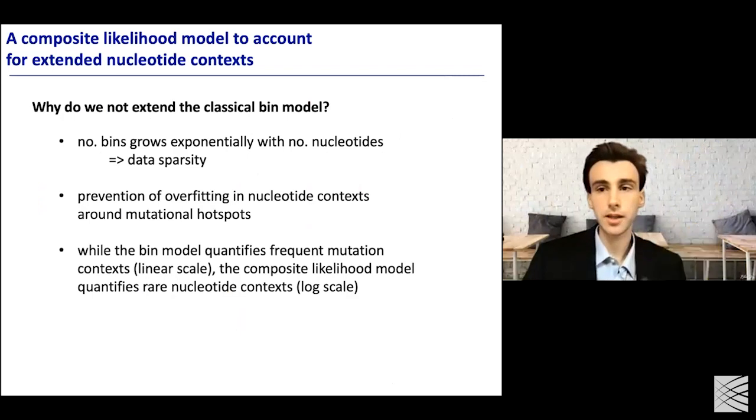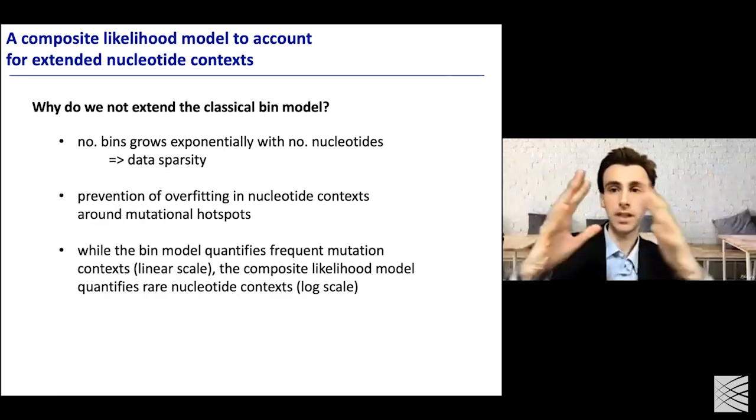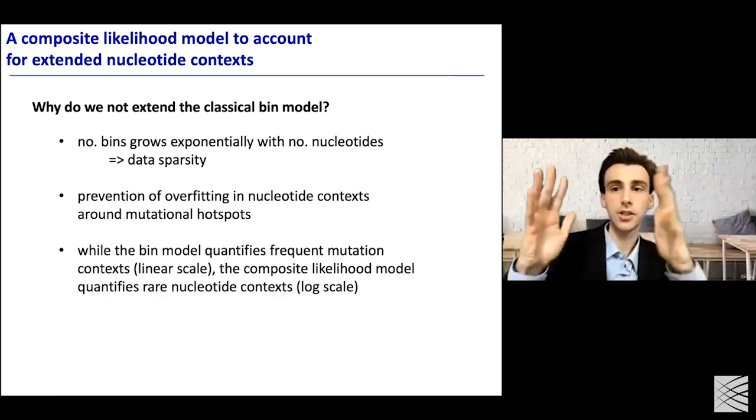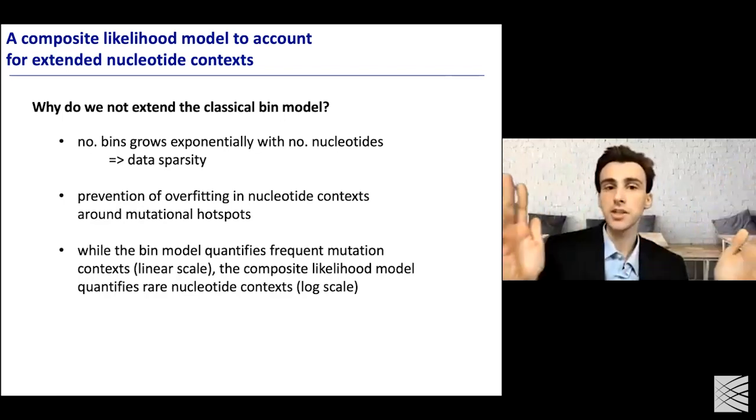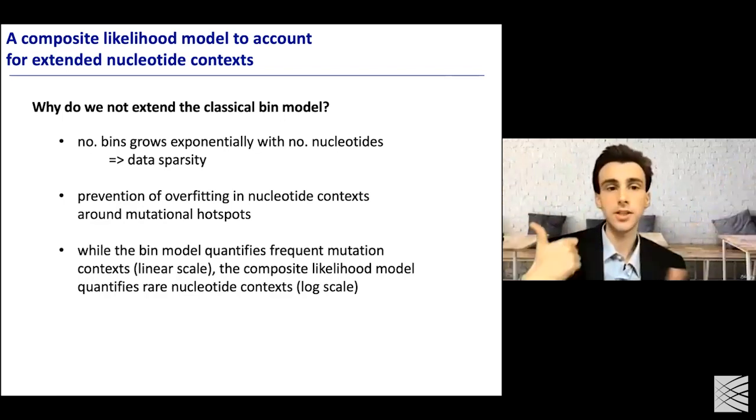All right, so I've talked a little bit about those criteria and why we thought this was important. A few other thoughts on that: what are the advantages of our model? Why can't you just expand the bin model? One thing is, if you want to expand for more possibilities of nucleotide context and you just count the number of mutations, the number of groups or bins will grow exponentially. So you'll run into data sparsity that won't work.